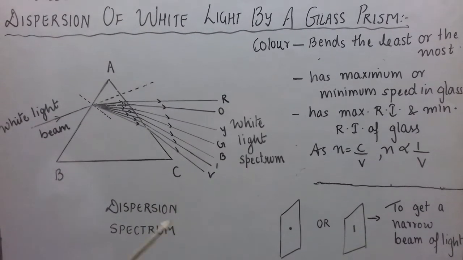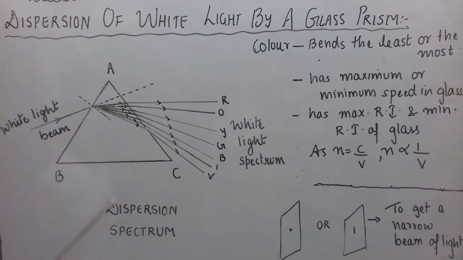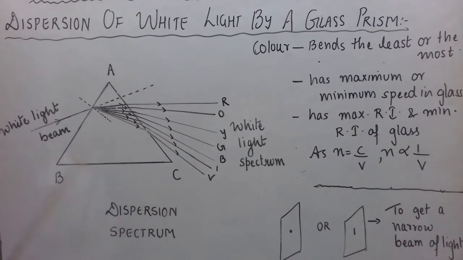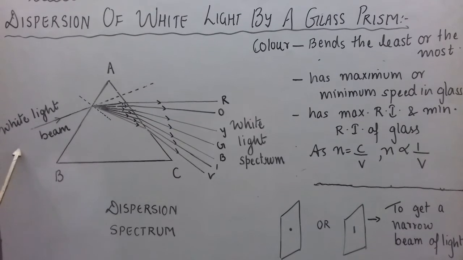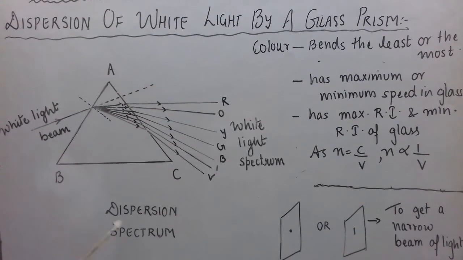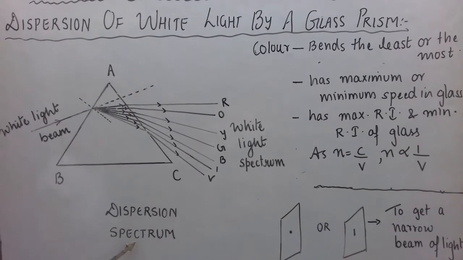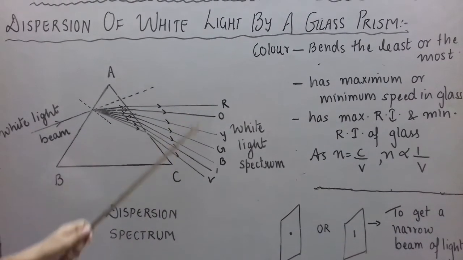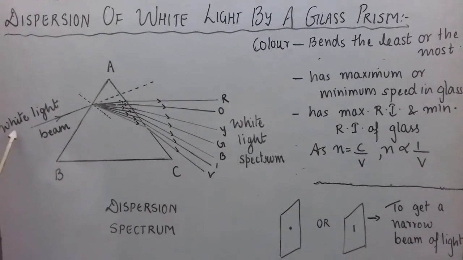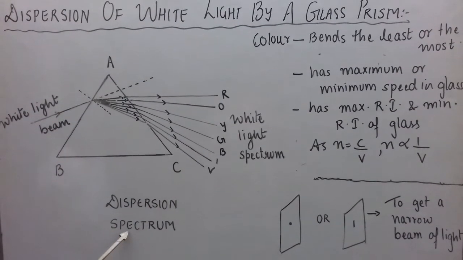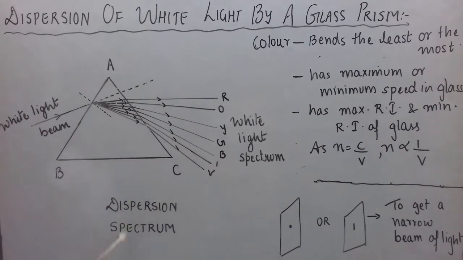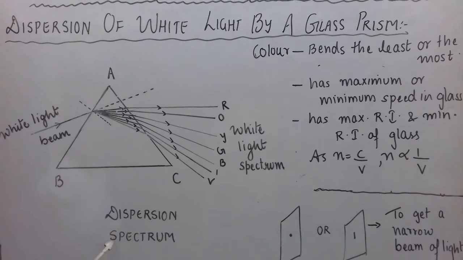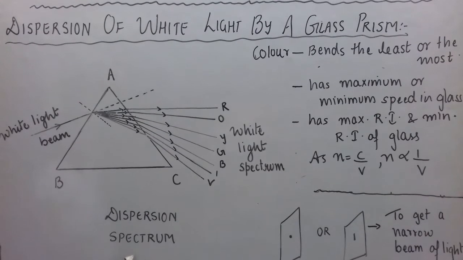So I hope you have understood two terms now, dispersion and spectrum. What is dispersion? Splitting of white light into 7 colors, or into its different colored components, is called dispersion. And what is spectrum? The band of 7 colors, or the band of colored components, which is obtained after the dispersion of white light is called spectrum. It is obtained on a screen, otherwise you won't be able to see it.